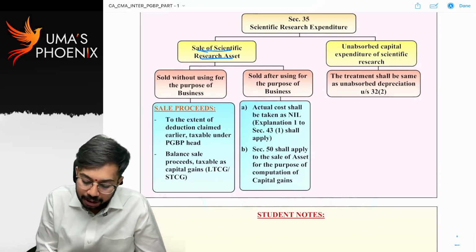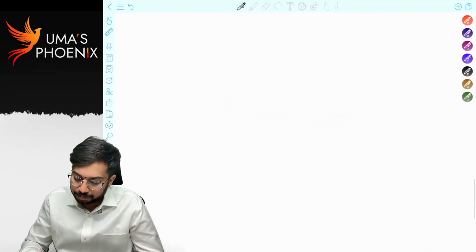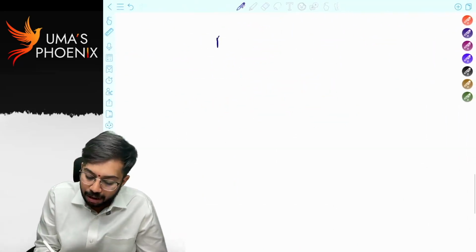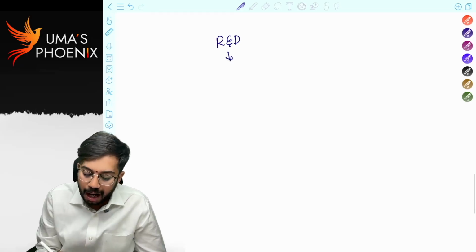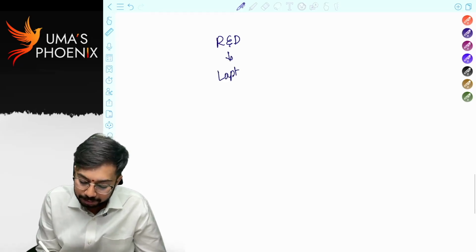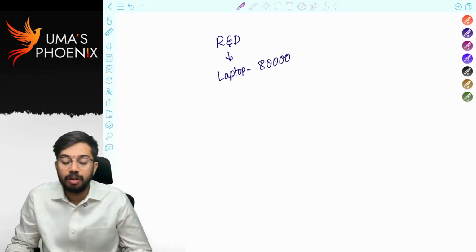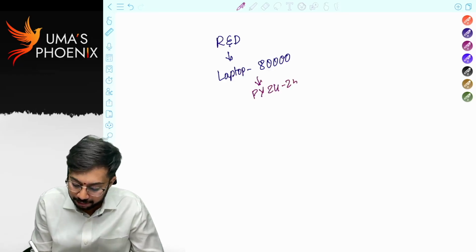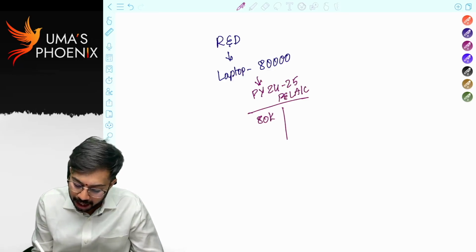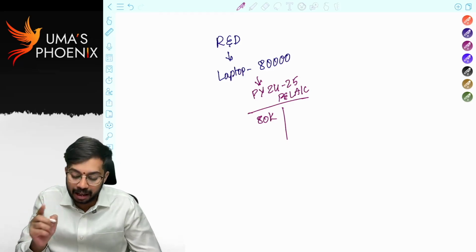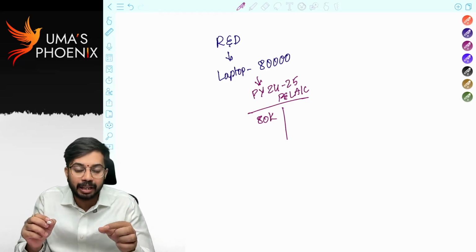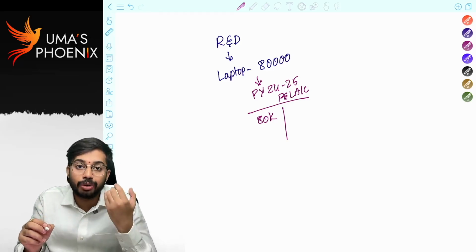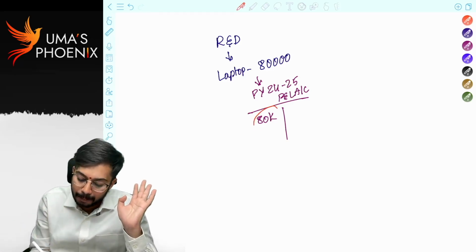Sale of scientific research asset. For research and development, I purchased one laptop worth 80,000 rupees. When I purchased it, I purchased in 24-25. So in 24-25, in P&L account, total 80,000 is allowed as deduction in P&L account. The reason is, even though it is capital expenditure, it is spent for scientific research. So total 80,000 is allowed as deduction in P&L account.